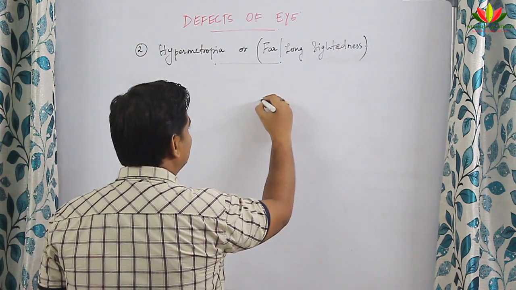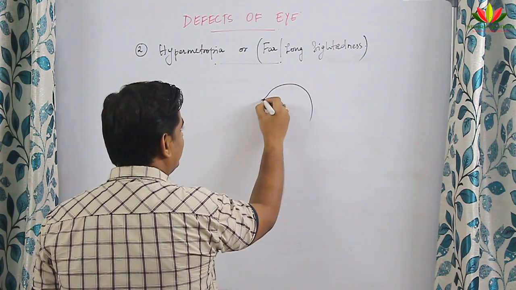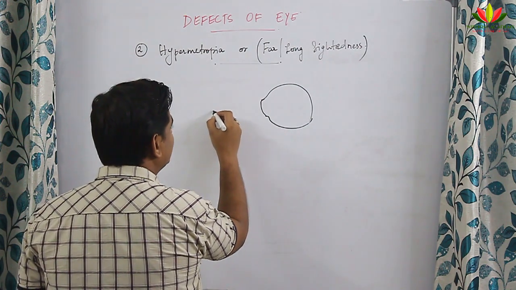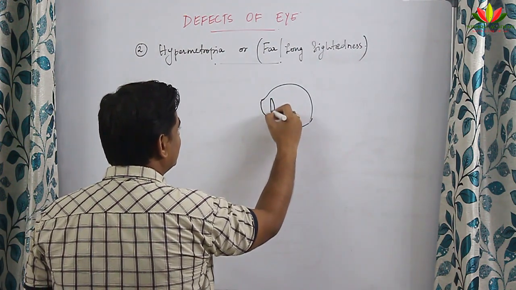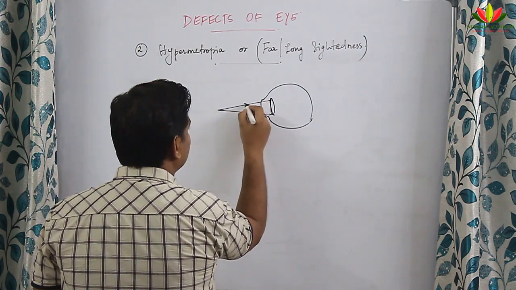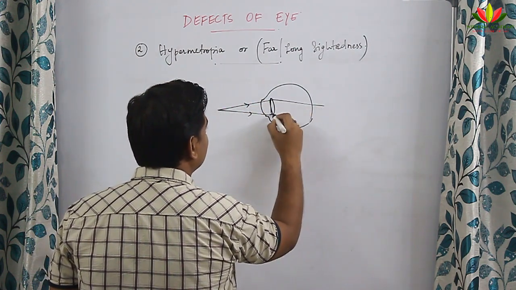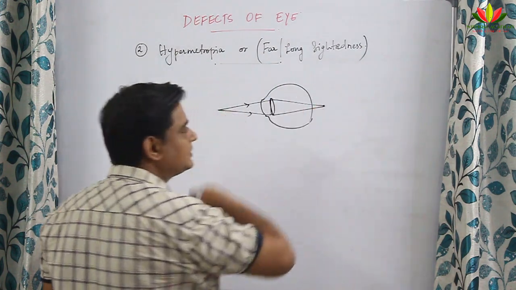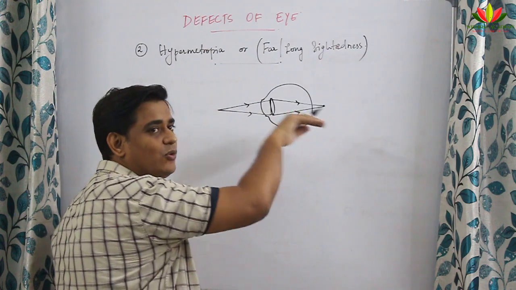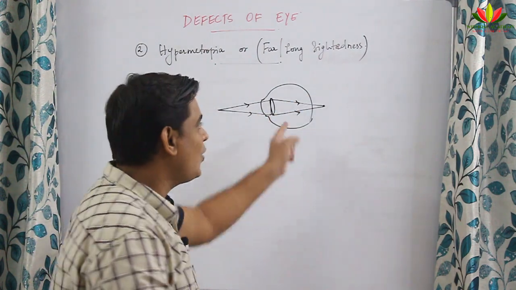So, let us see, there is an eye, a cross section of the eye I am drawing, and the rays coming from near, this is our convex lens, rays coming from near like this, they are meeting behind. So, it was supposed to meet on the retina, but not meeting on the retina, it goes somewhere behind and meets. So, how can it happen?